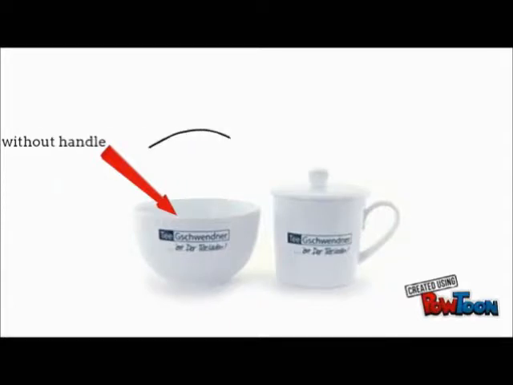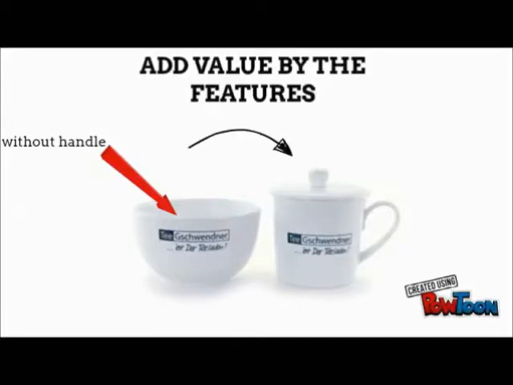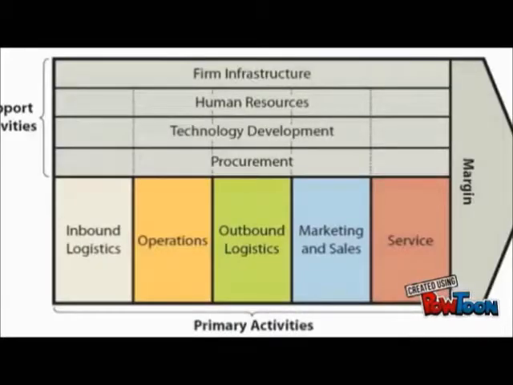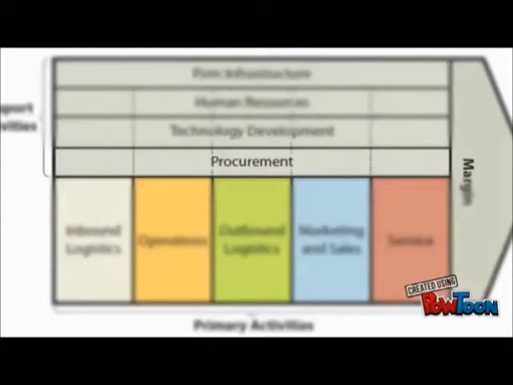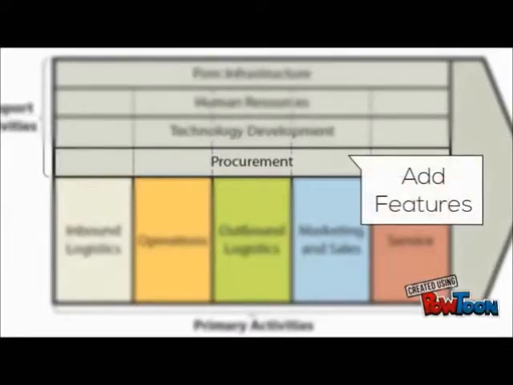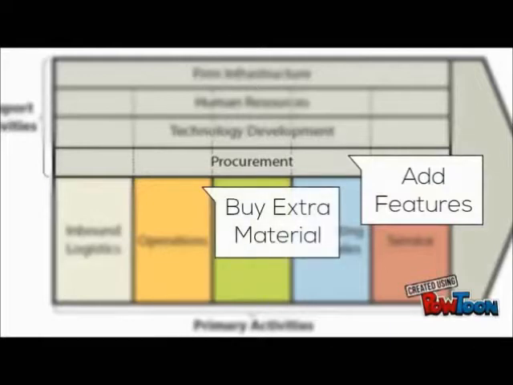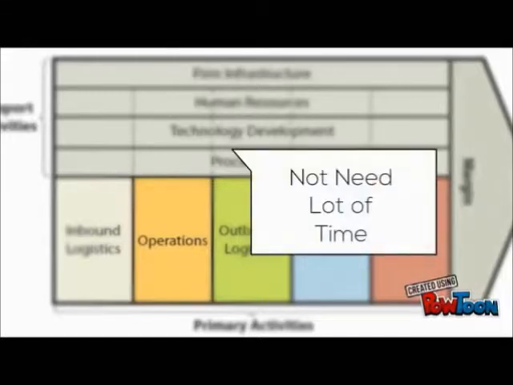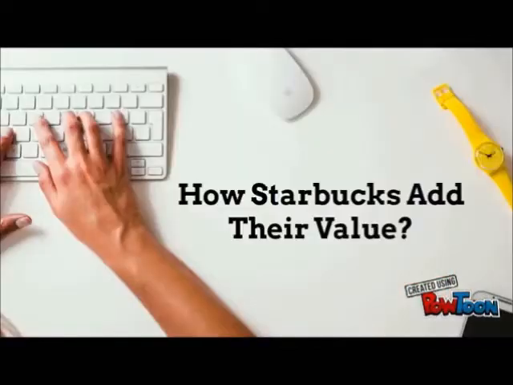If the organization aims to add value to the product, they will need to add something to the product that will ensure the increase of the value of the product. Let's say a handle for the cup. The organization, through the procurement department, will need to add features to their machine and buy extra material needed to make the handle. The operation department also needs to ensure that the activity will not need a lot of time, otherwise they will decrease the value instead of increasing the value.